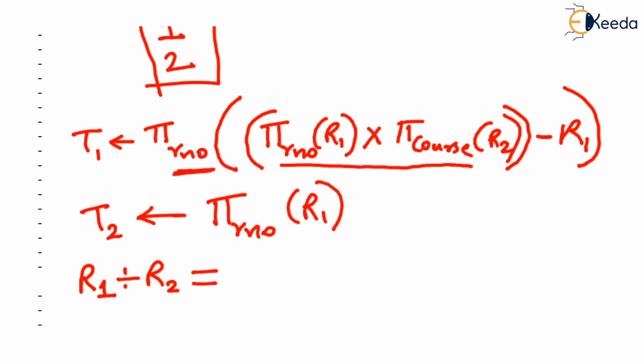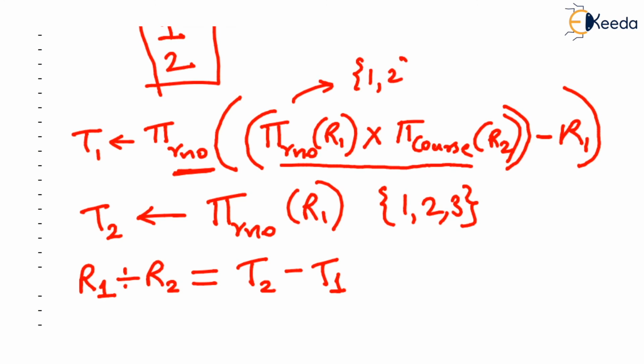So this in our example was 1, 2, 3, and this result was 3, the student who has not taken all the courses. So if you do T2 minus T1, 1 and 2 will be the result. Just check, these relational algebra expressions are so important, and I found this to be interesting because this gives us really the application of cross product and minus operation.